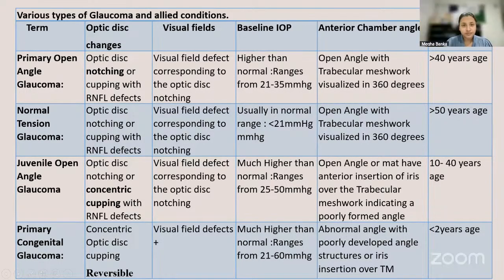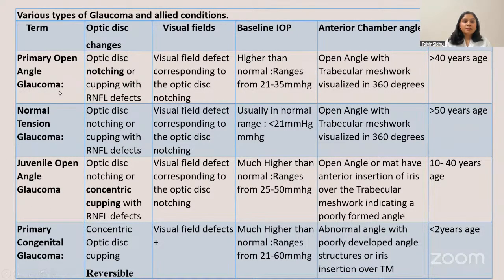So now, when you talk about normal tension glaucoma, it will have optic disc findings, with visual field corroborating. It can have disc hemorrhages, right? The intraocular pressure is usually in the normal range. That's very important. And the age of the patient is usually older than in open angle glaucomas.